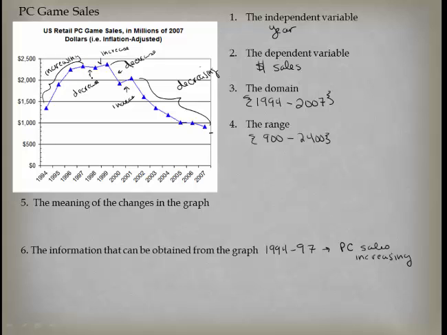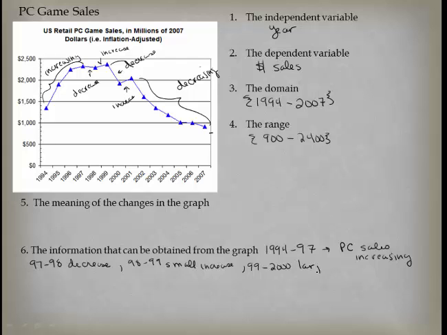97 and 98 saw a slight decrease in sales for whatever reason. Then we had 98 to 99, we had a small increase, again for whatever reason. Looks like from 99 to 2000, there was a large decrease.